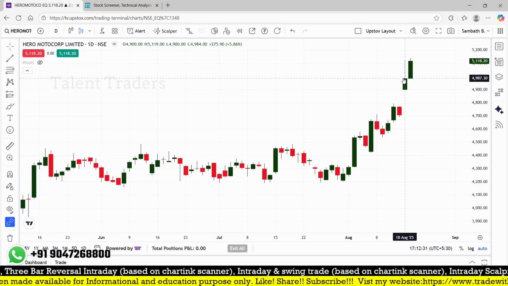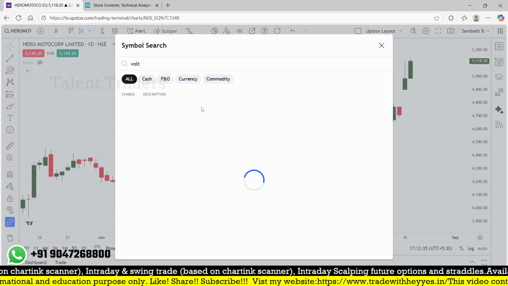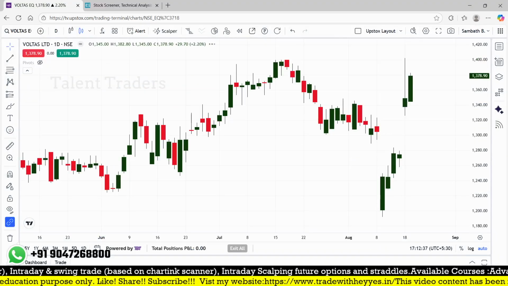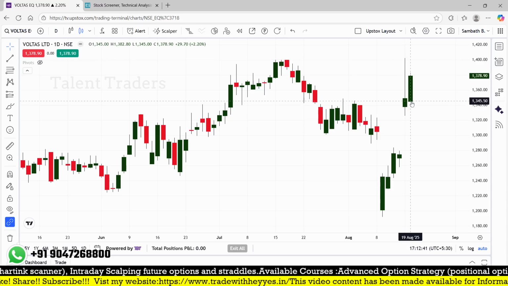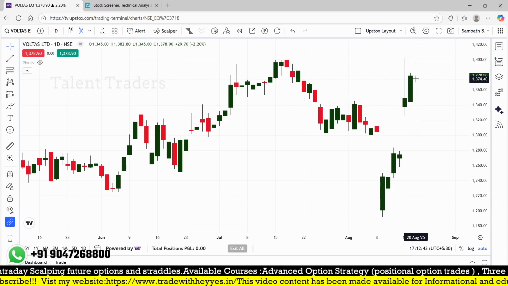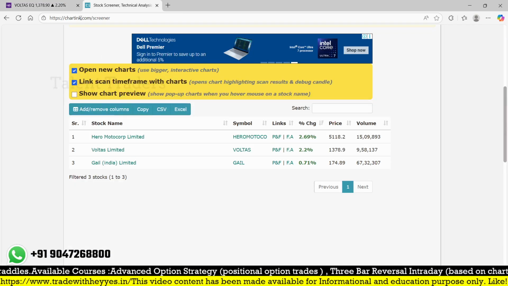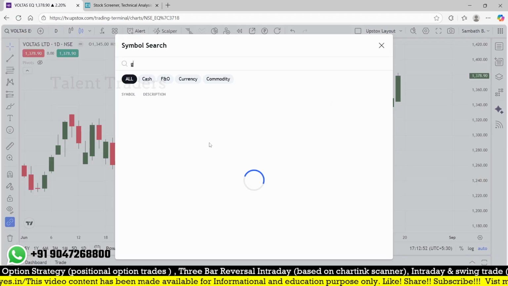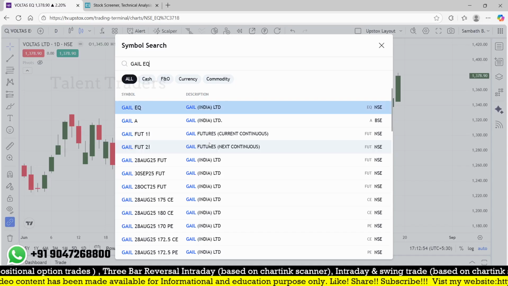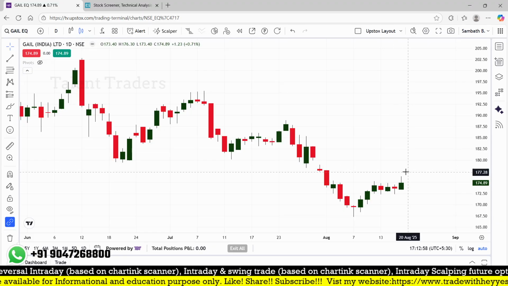The second stock we found is Voltas, so let me check what is happening on Voltas. Yesterday it was a big move, and today it started with open low, and it continues with some good move. So among 163 we have three, and finally Gail. Today Gail also opened at the low, but there was not much move.